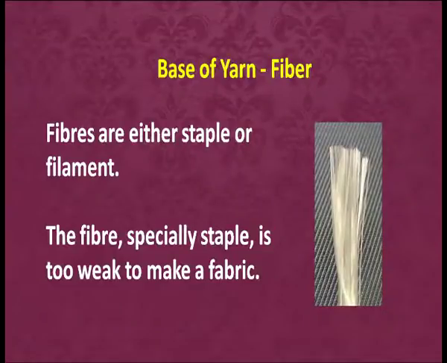So yarn is nothing but an assemblage of fibers. And what is fiber? Fiber is the thread-like material that we derive from natural sources as well as from man-made sources. So fibers can be of two types. First, it can be staple fibers or it can be filament fibers. In simple words, I would say staple fibers are short fibers and filament fibers are long fibers.